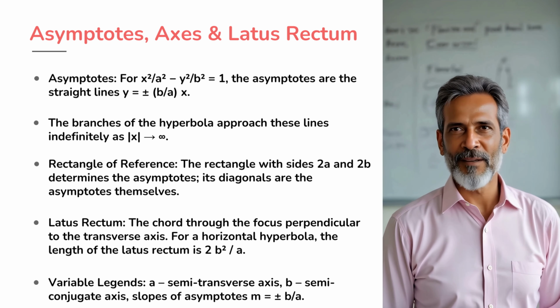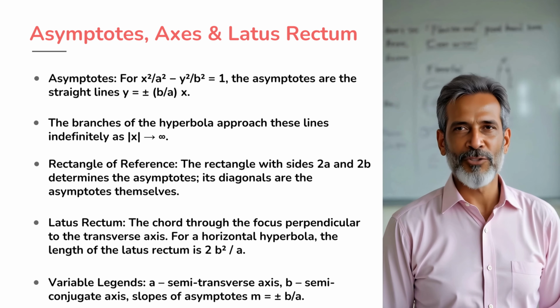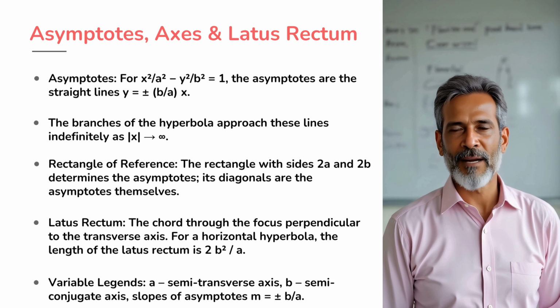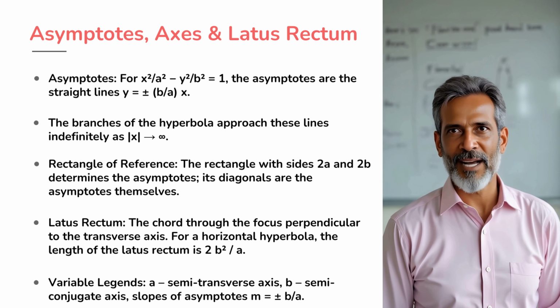Quick recap. c squared equals a squared plus b squared. e equals c by a. And asymptotes y equals plus minus b by a x.